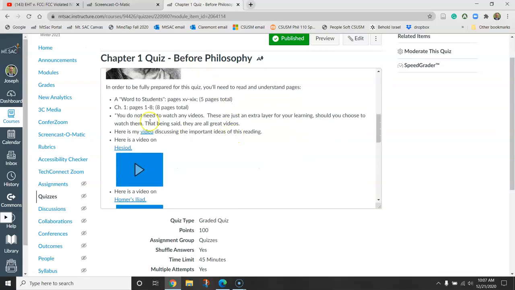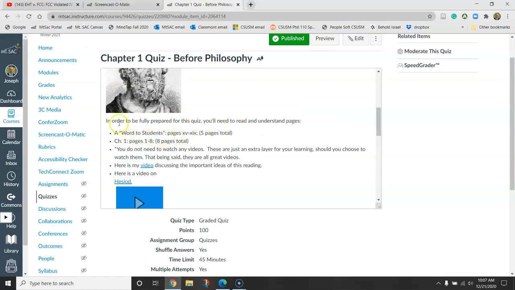And then I tell you, you do not need to watch any videos. These are just an extra layer for your learning, should you choose to watch them. That being said, they're all great videos. So what I tell you is this. In order to be fully prepared for the quiz, you'll need to read and understand these pages. Very clearly, for the first quiz, you got to read pages 1 through 8. If you do not, you're probably going to bomb the quiz.